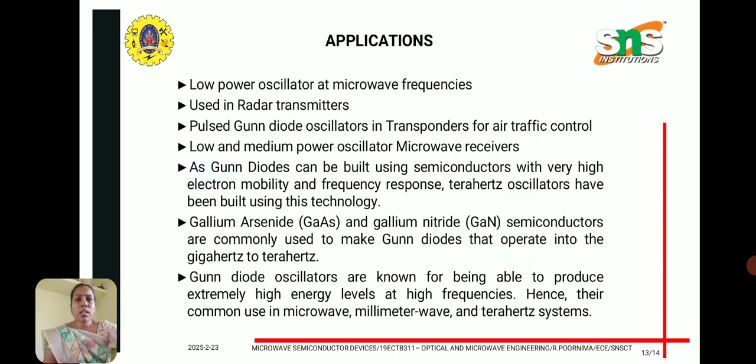These are the applications of Gunn diodes. It is used as a low power oscillator at microwave frequencies, and in radar transmitters and pulsed Gunn oscillators in transponders for air traffic control, and in low and medium power oscillator microwave receivers.